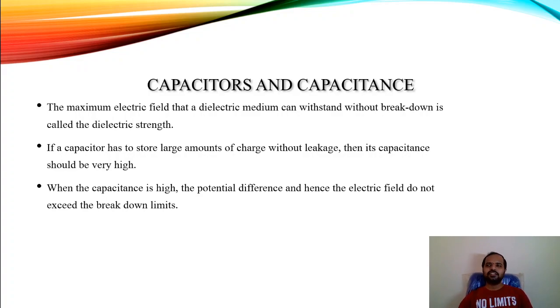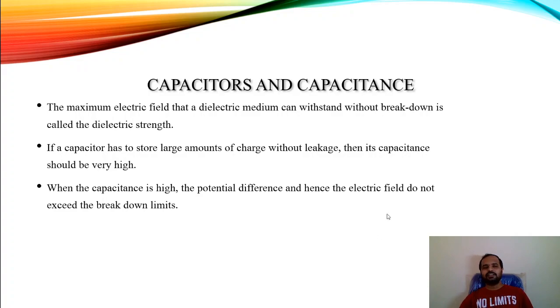So the polarization gets affected and certain other phenomena can be looked at. This particular maximum electric field, we are going to call the dielectric strength. If a capacitor has to store large amounts of charge without leakage, then obviously the capacitance should be very high. We already discussed this. When the capacitance is high, the potential difference and hence the electric field do not exceed the breakdown limits.